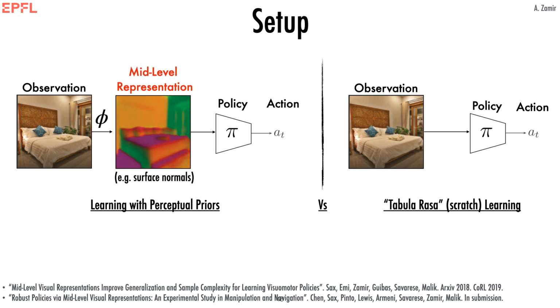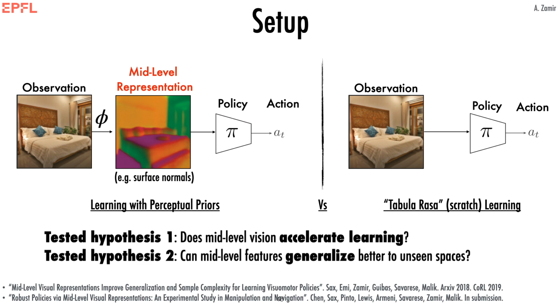So that's tabula rasa because that means clean slate learning. The pixels directly go to the policy, so the policy does not have any kind of priors about the world visually. While on the left, the mid-level representations, you can think of them as some priors that you provide your model in terms of the world visually, like the world is visually 3D, and there are segments in the scene, and so on and so forth. And we compare the two in terms of whether learning with these visual priors accelerates learning or they generalize better or not.